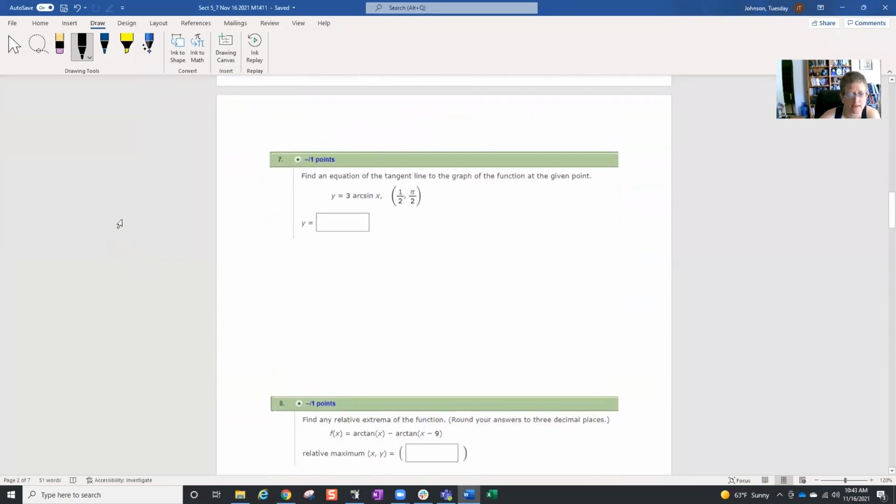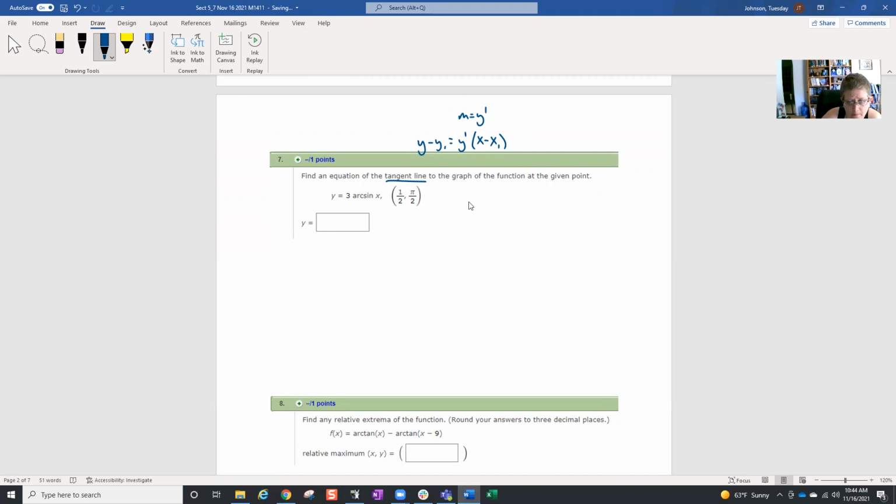All right, number 7. Find an equation of the tangent line. So I know I'm looking at y minus y1 is the derivative times x minus x1 at the given point. All right, we can do that.